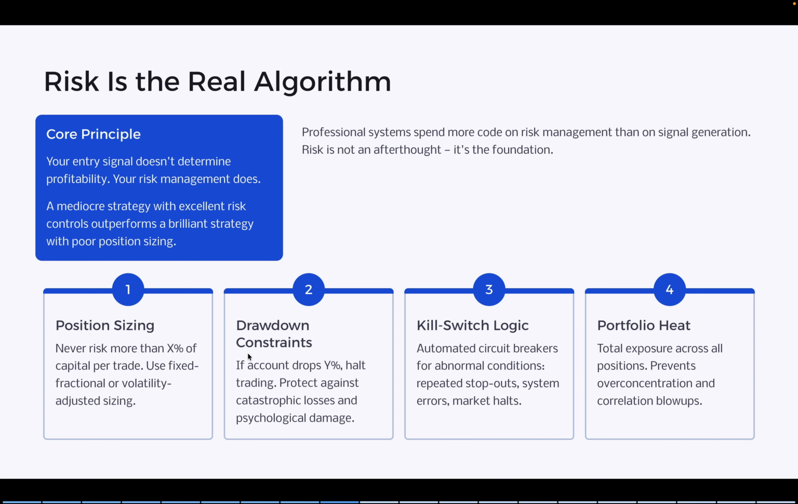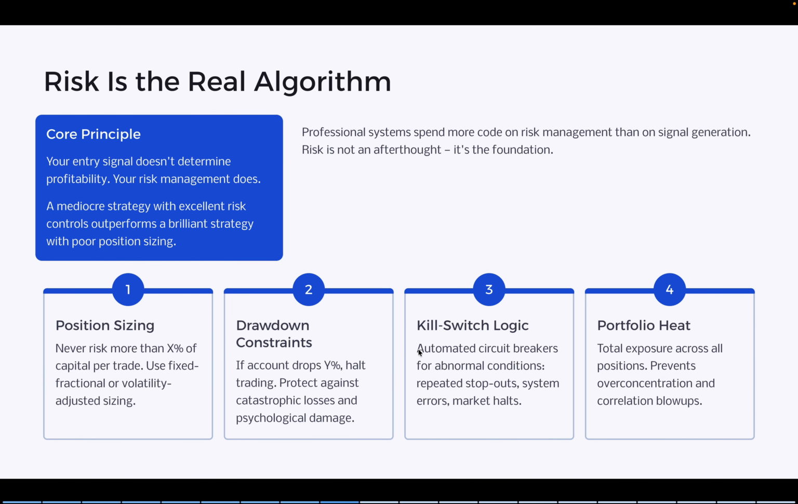So, for example, if the account drops Y%, halt trading, so you stop trading. This protects against huge losses and the psychological damage you would have after getting an email from your algo that you've just lost this much amount of money. Okay, so then you have the kill switch logic.